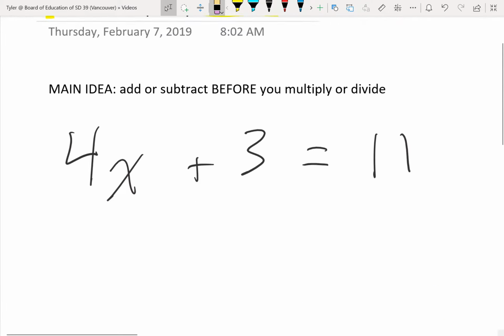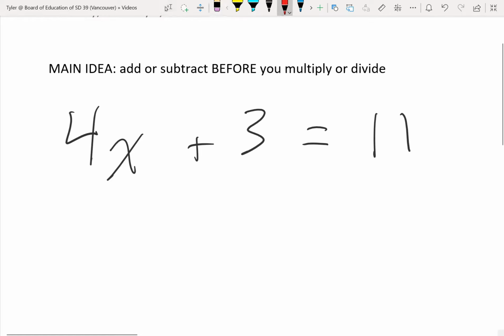All right, sorry about that. So looking at this, let's try getting rid of the 4 first. Right now, the 4 is multiplication. So to get rid of the 4, I got to do division. And what I do to one side, I got to do to the other side.